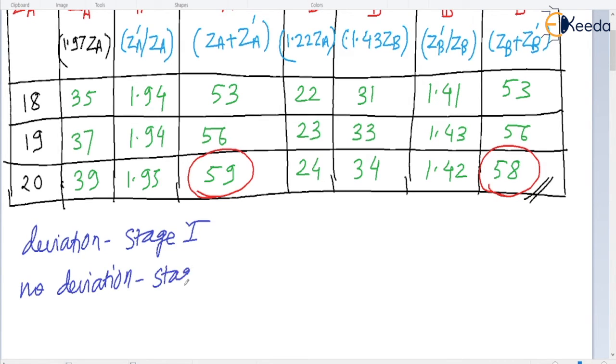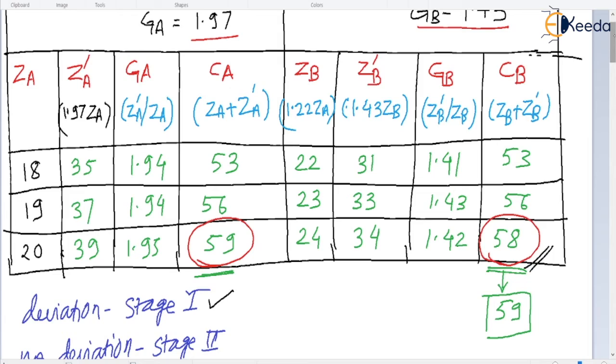Now here we are going to find out stage 1, the table given above is of stage 1. If we check it, here we have a value of 59, and here we have 58. So we are going to make it 59. We have already done this, so here we get the 59 value. As we get 59 over here, there will be changes in the next table, that is GB and ZB dash also.